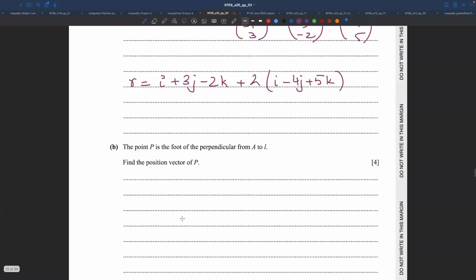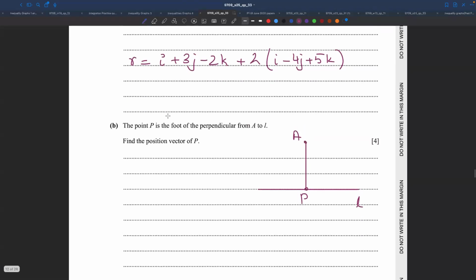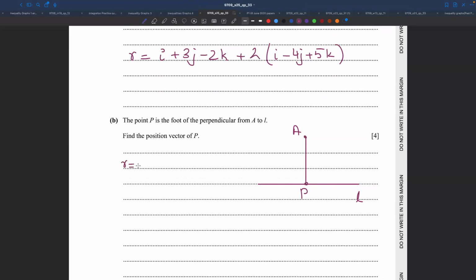Now in part B, it says the point P is the foot of the perpendicular from A to L. So this is the point A. This is the line L over here. And point P is the foot of this perpendicular. So we have to find this point P. Now to find this point P, what we have to first understand is that P lies on the line L. We have the equation of line L. Let's write it in parametric form. That will be 1, 3, minus 2 plus lambda 1, minus 4, and 5.